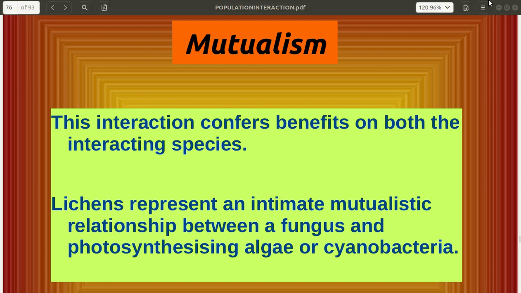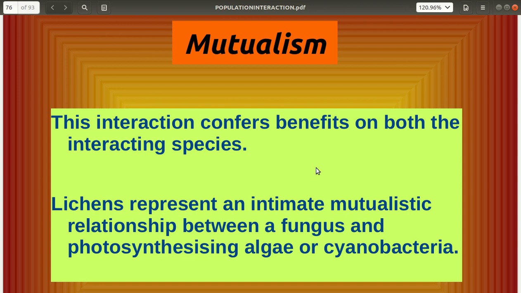Hi friends, I wanted to speak about mutualism. Mutualism is a population interaction where both species, A and B, benefit from each other. So mutualism and symbiosis are synonyms. So, eating on the same table. This interaction, mutualism, confers benefits on both the interacting species. An example for this mutualism is lichens.